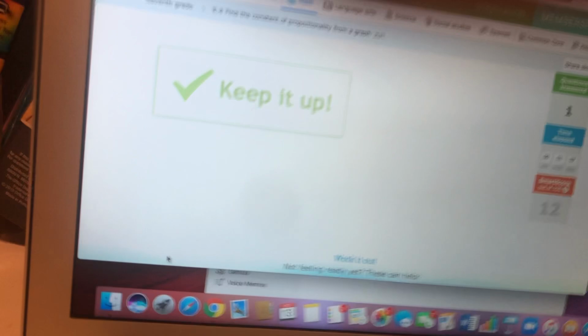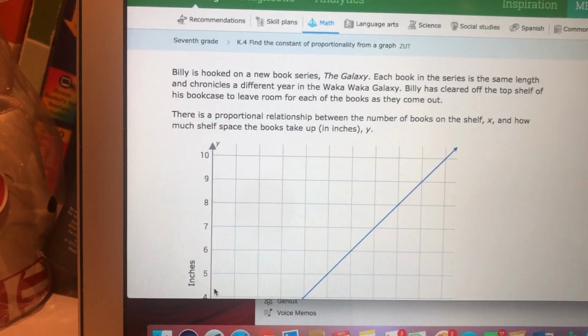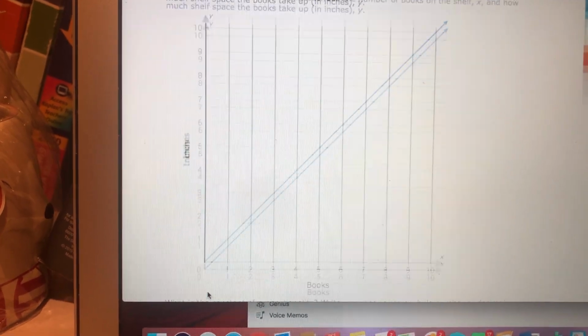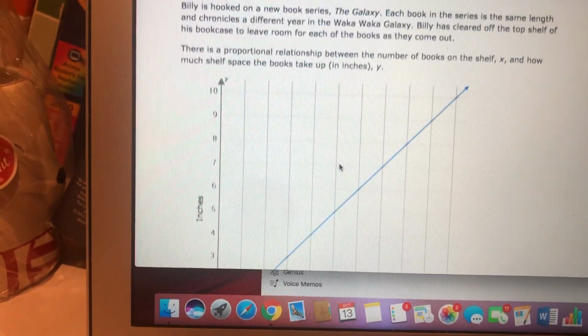Okay, so if you feel like you are good to go and you understand this, feel free to stop this video and start practicing. Now, if you feel like you still need a little bit more help, do not worry. We are going to go over this next problem.